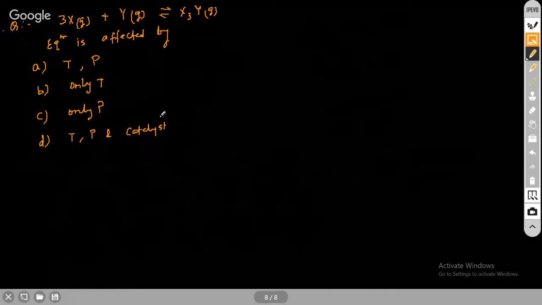Changes both equally. Catalyst. The reaction proceeds faster, that's all. Because it alters the forward and backward reaction equally. It only increases the rate of reaction. Yeah, correct. See, actually, what happens? A catalyst won't affect the equilibrium condition. Equilibrium will not change by a catalyst.